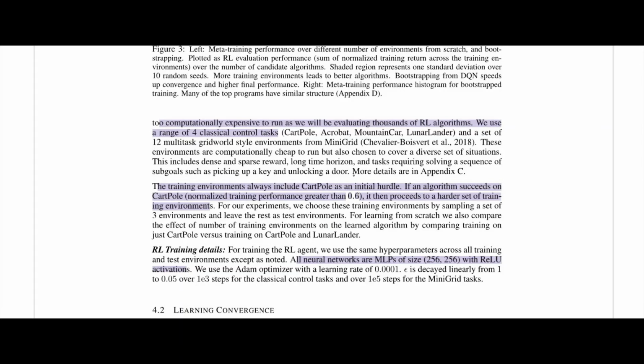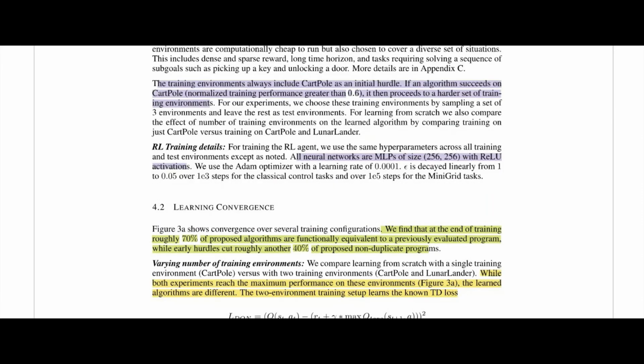The hurdle environment is the environment which is used for pruning algorithms. They say that cartpole is a pretty easy environment, and if an algorithm is not able to solve it well enough, we should probably not waste effort on mutating it. Also, all of the neural networks are MLPs. They're not using CNNs or any complex architecture. They're simply using MLPs, which I guess also means they are directly accessing the states and are not working on images, most probably.